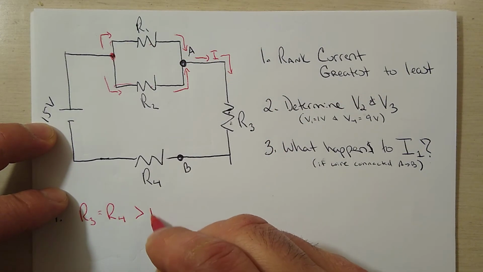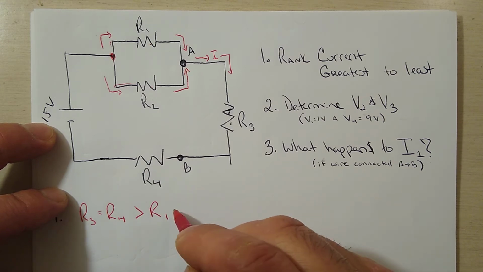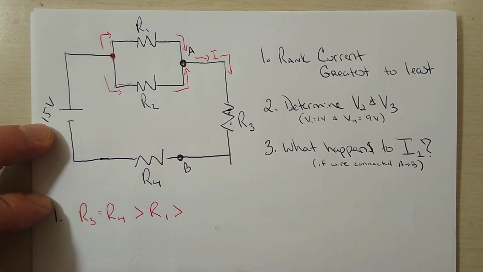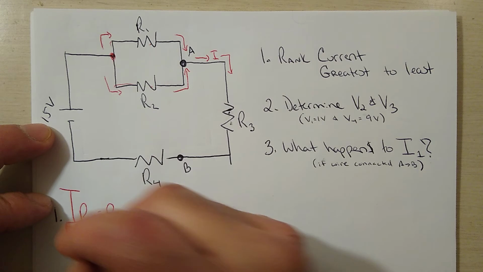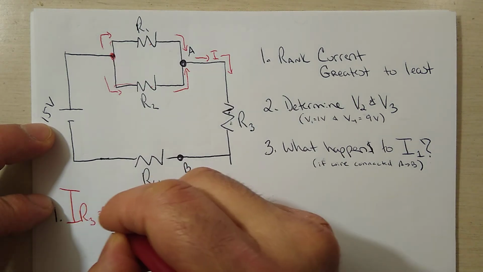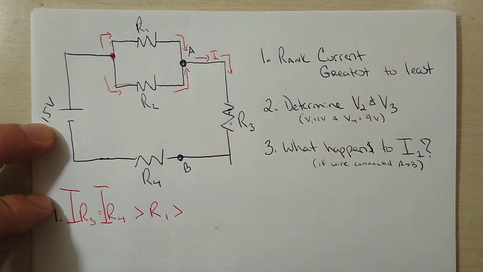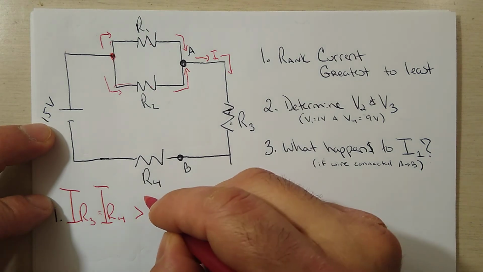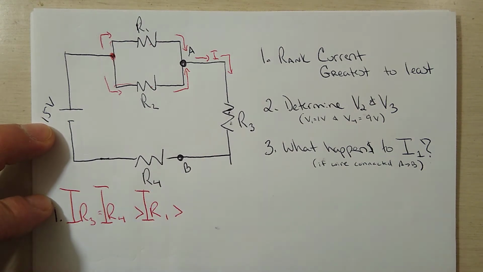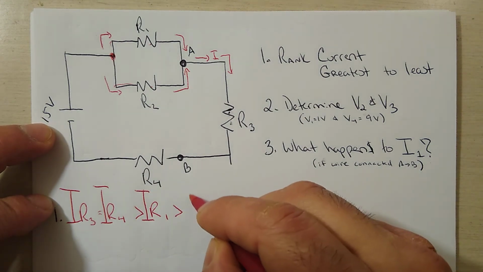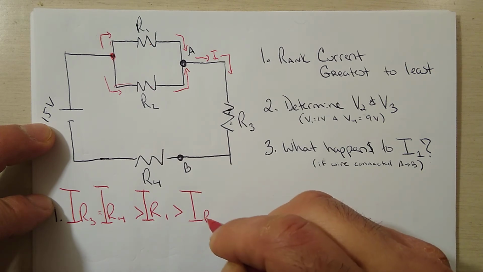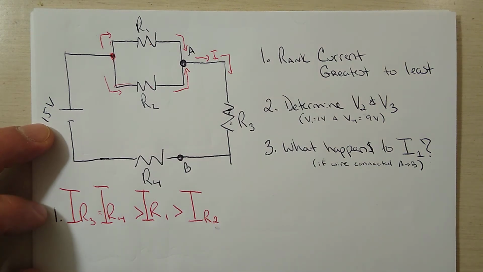And so finally, to put the rankings together, we have the current of R3 equals the current of R4, which is greater than the current of R1, which is greater than the current of R2.